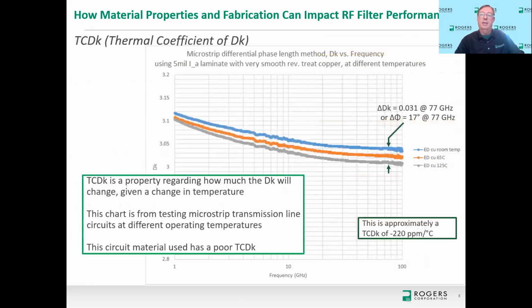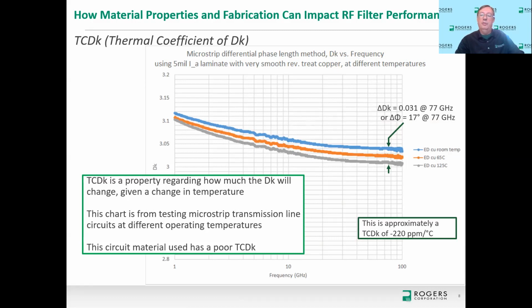Now switching gears to talk about TCDK, thermal coefficient of dielectric constant. Here is some testing I did with microstrip transmission lines using the microstrip differential phase length method. And what I'm showing here is the circuits operating at room temperature, blue curve, circuits operating at 65 C, and circuits operating at 125 C. These are all the same circuits, except they're operating at these different temperatures. Now the material that it's built on is a 5 mil thick substrate, and it is not a Rogers material. It is a competitive material. I'll call it Material A.